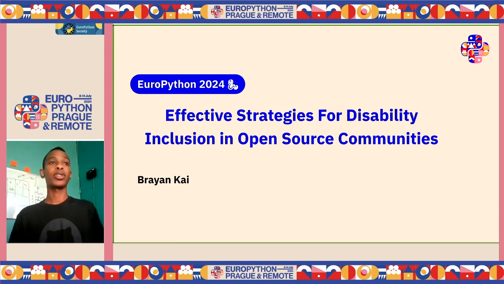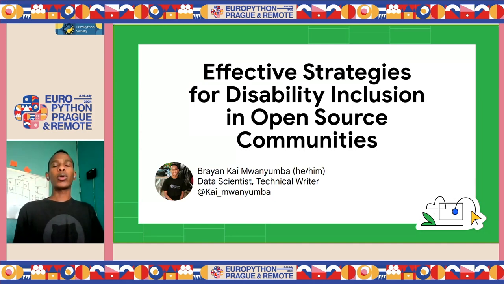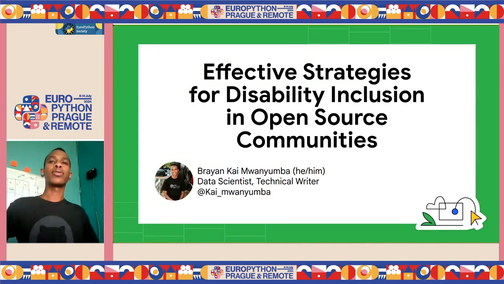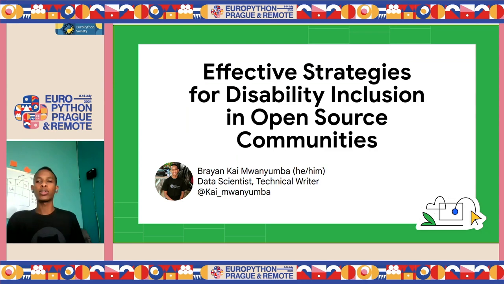I really appreciate it. So we're going to be talking about effective strategies for disability inclusion in open source communities. This is from my experiences with open source communities and also the work I've been doing at Open Source Community Africa Nairobi and Community Health Analytics Open Source Software, that's CHAOSS Africa.